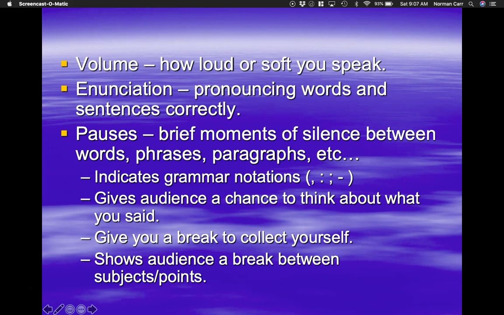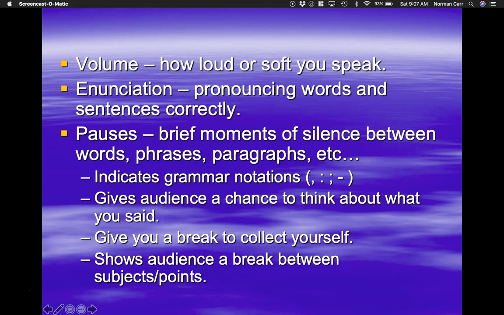Enunciation is, of course, important when it comes to delivery, being able to pronounce the words and the sentences correctly. Using pauses in the right place, brief moments of silence between those words, phrases, paragraphs, can emphasize things quite well when it comes to presenting a speech.